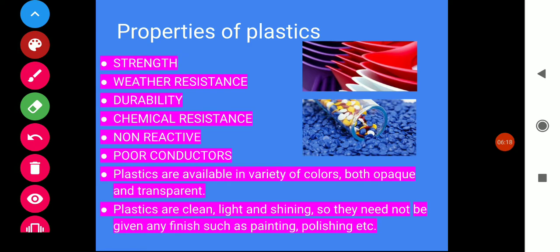And plastics are available in a variety of colors. Opaque objects and also transparent objects are present. And plastics are clean, light and shining. So they need not be given any finish such as painting and polishing.